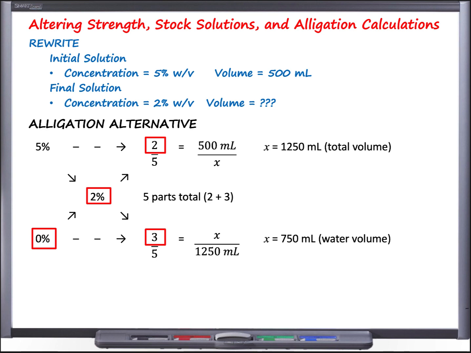Now notice the lines going horizontally from left to right. On top, where you see the 5%, you can see an arrow going horizontally over to the 2, because the 2 value we solved up here on top is the amount of the 5% we're going to need to use. Similarly, down below, under the 0%, can you see the arrow going horizontally from the 0% over to the 3? So the 3 value there will represent the amount of water.